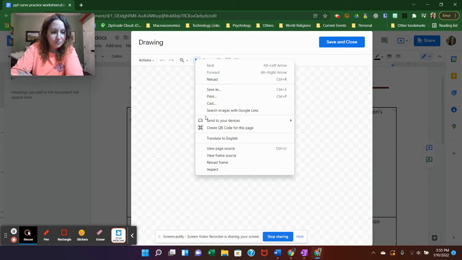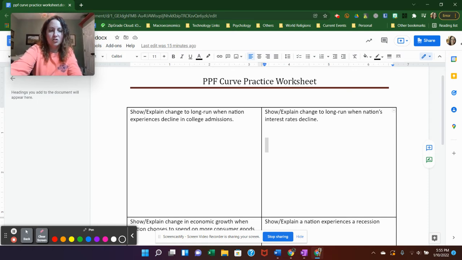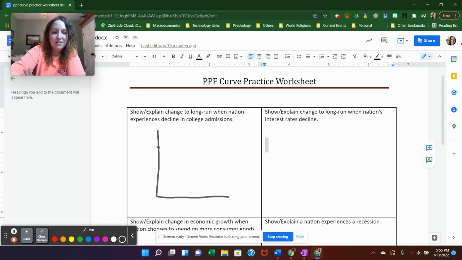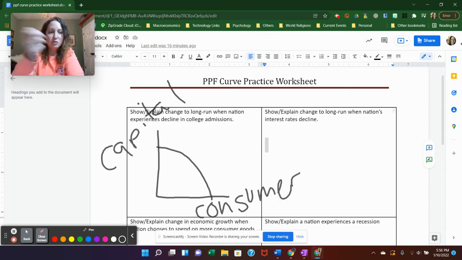So I wonder if I can actually, hold on. Can I draw with this pen? I think I can. If that's the case, this will make it a whole lot easier because this is touchscreen. Okay, so show and explain. Yes, nice. So here we have a PPF curve between capital goods, capital, and consumer goods. Because it's taking forever and I'm having to do this with my finger, I'm just going to label it on the very first graph here.